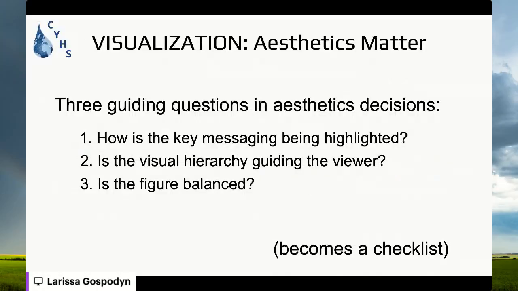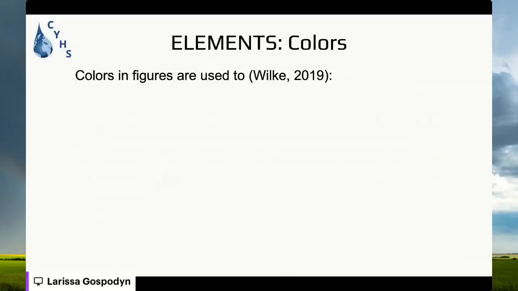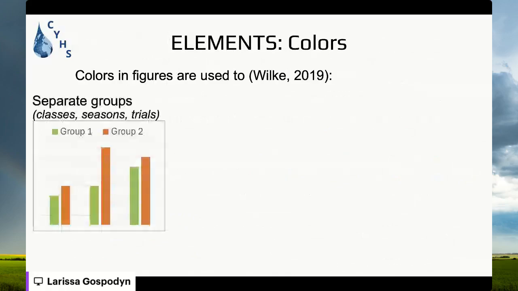And the third one is just figure balance, so if it's all texty, or if it's all colors, if it's all numbers, or if it's all just lines, looking at the spacing, if there's white space. And essentially, these questions become a checklist. So that's what we're going to use today. So the first thing that we can really control in aesthetics is colors. Colors are used for three things. So the first thing is really to separate groups or classes.